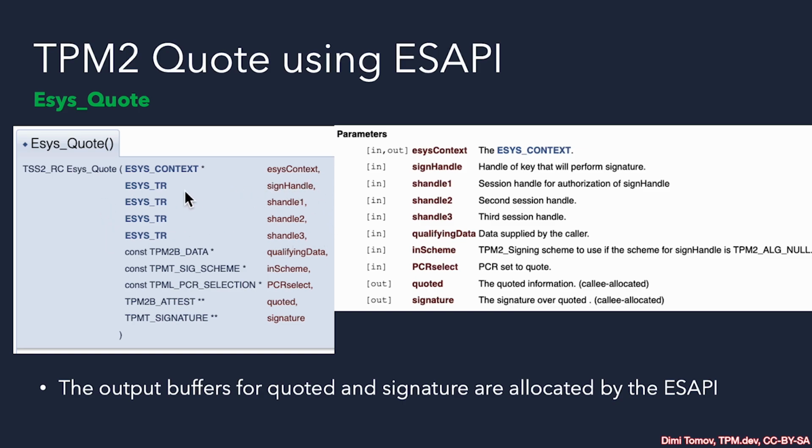Then we have the 3 authorization slots, and qualifying data, which is the arbitrary data that we provide. We have in scheme, in case our key by any chance doesn't have that defined in its key structure. PCR select is important to define what PCRs we want, the numbers and algorithms of those PCRs, because remember we have different PCR banks. Then what we would receive as a result is the quoted structure, which holds the evidence, and the signature holds the digital signature over this data.